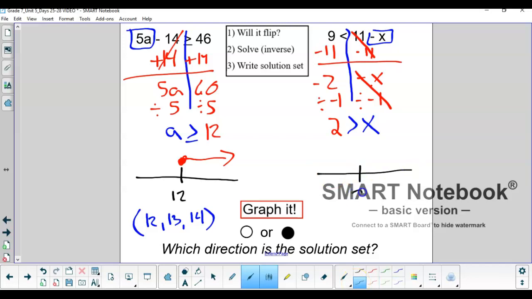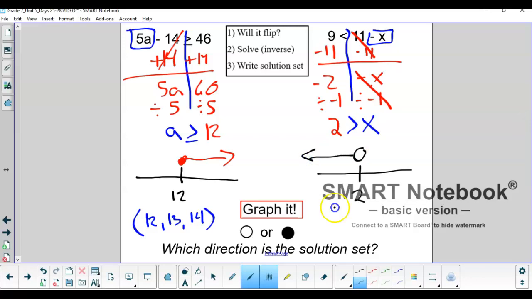When I go to graph this, I need to have my graph starting at 2, and then I need to think to myself, okay, what symbol do I need? What circle do I need? I have a greater than symbol, so I know it's going to be an open circle. Now I've got to think to myself, 2 is greater than x. 2 is bigger than x. Well, if 2 is bigger because the alligator's eating the 2, that means x needs to be smaller. I know that less than numbers run to the left.